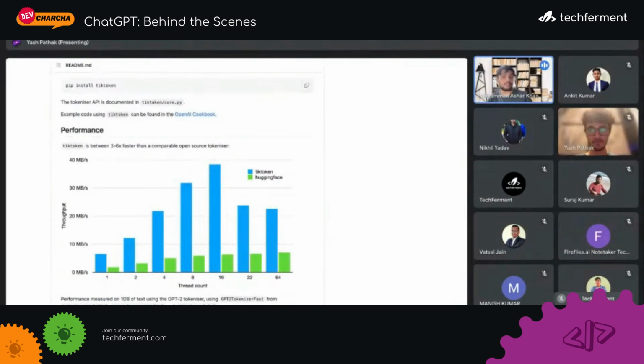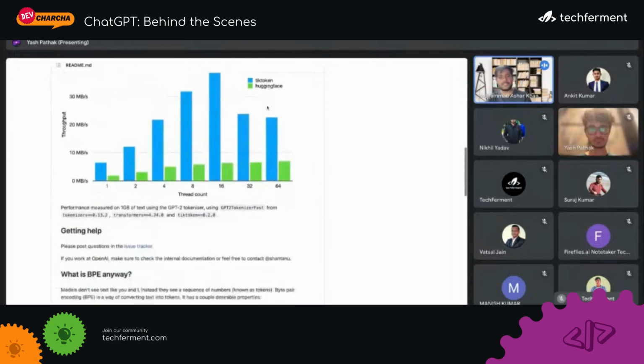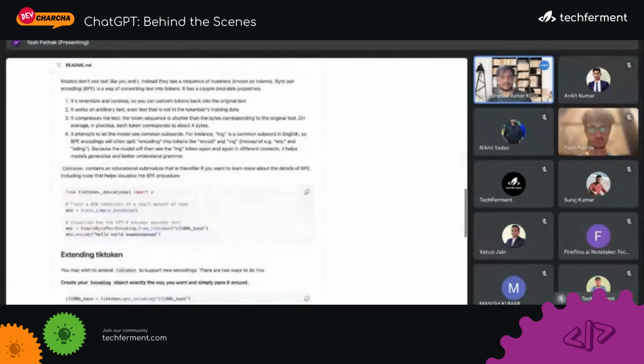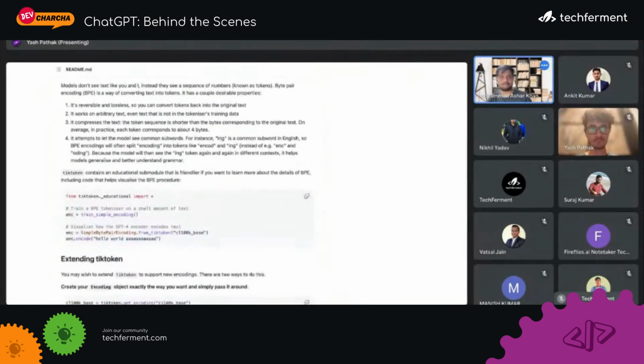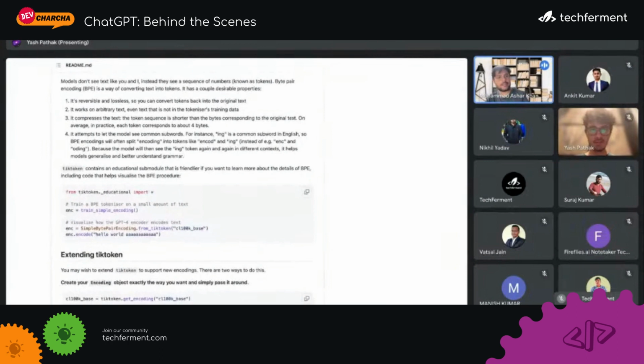They built this to train their models. Hugging Face has its own tokenizer, and in this graph they are showing that it is very slow. That's why they have built it. Byte pair encoding, BPE.